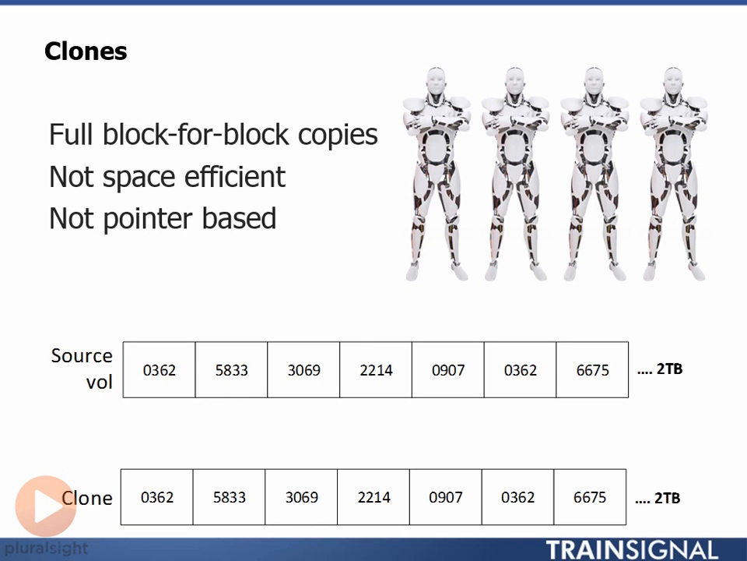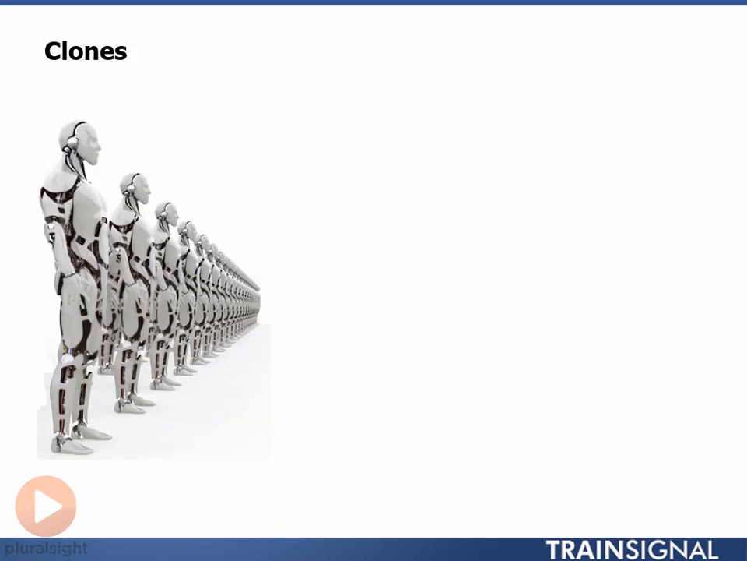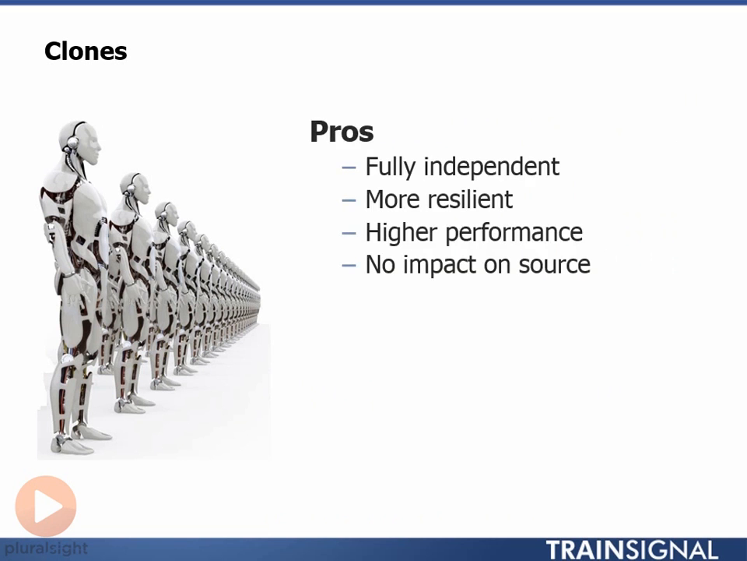So, why bother with clones when they're not space efficient? Well, clones do have several positives. First of all, clones are fully independent of their source volumes. They can be sat on separate disks and separate disk pools. All of this meaning that if the source volume fails, any clones of it don't need to be affected by the failure. Whereas if we're talking about snapshots, then a failure of the source volume will also cause a failure of the snapshot, because any pointers in the snapshot will be referring back to a failed source volume. So clones are more resilient than snapshots.